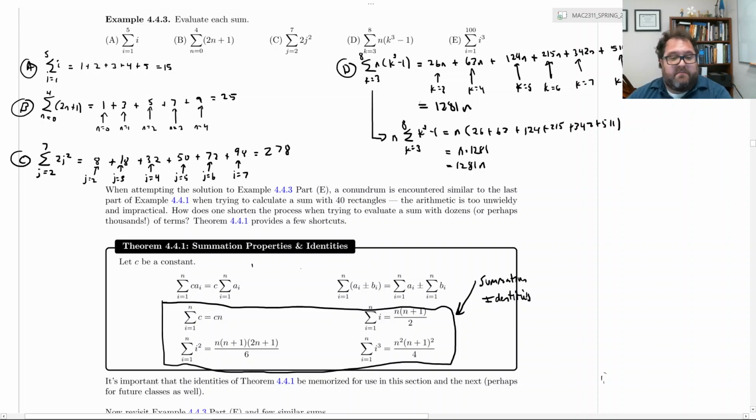Okay, and then what does this say? This says if you have the sum of a constant, all you have to do is multiply the upper bound times the constant, and you're done. Easy. Now, why does that probably make sense?